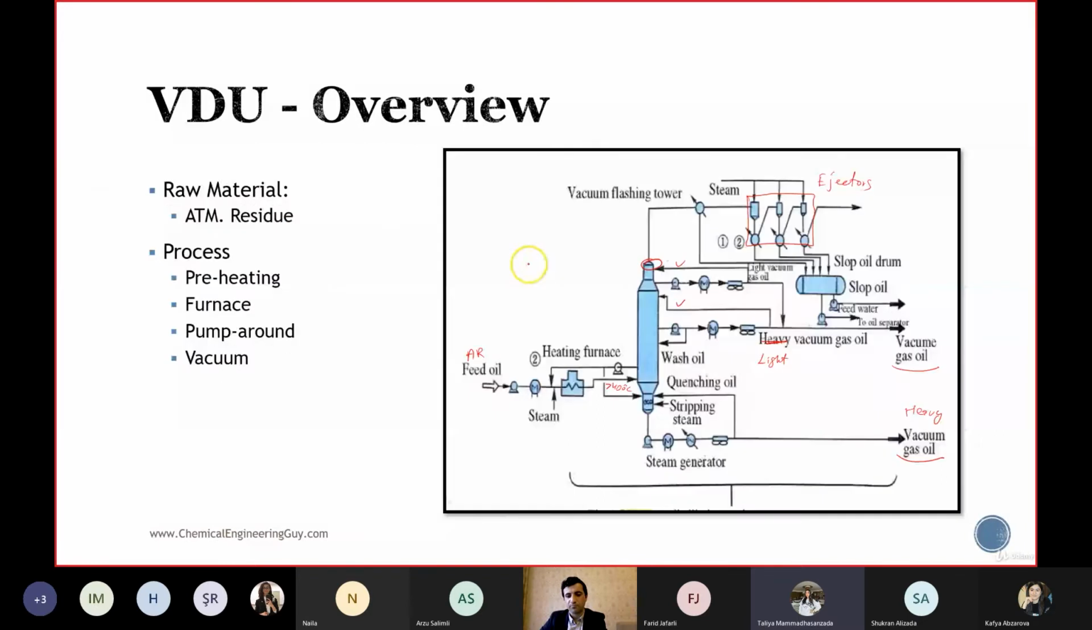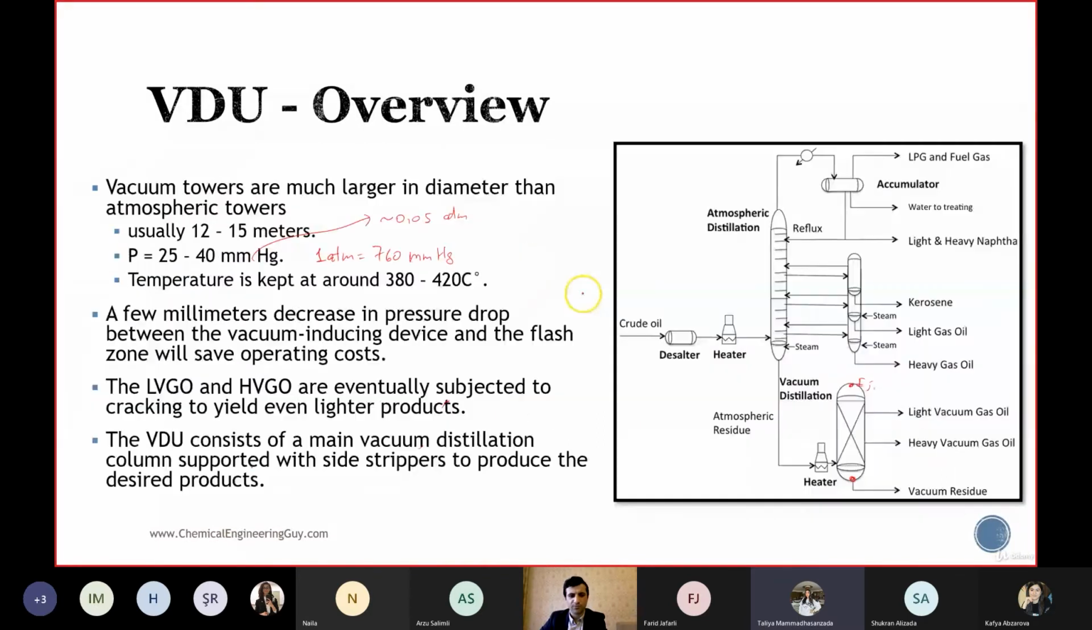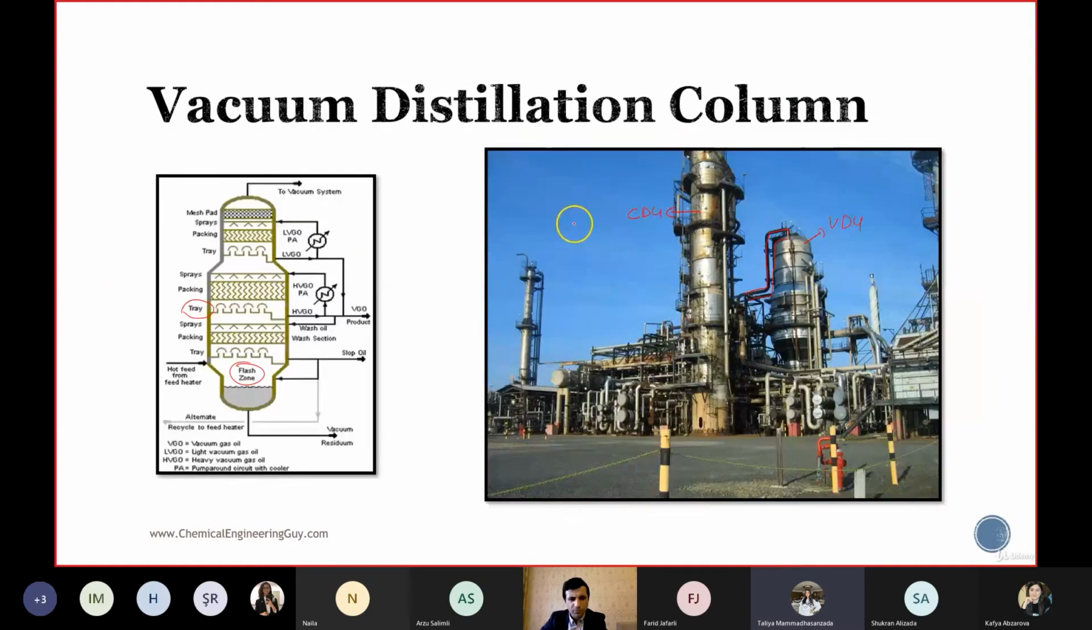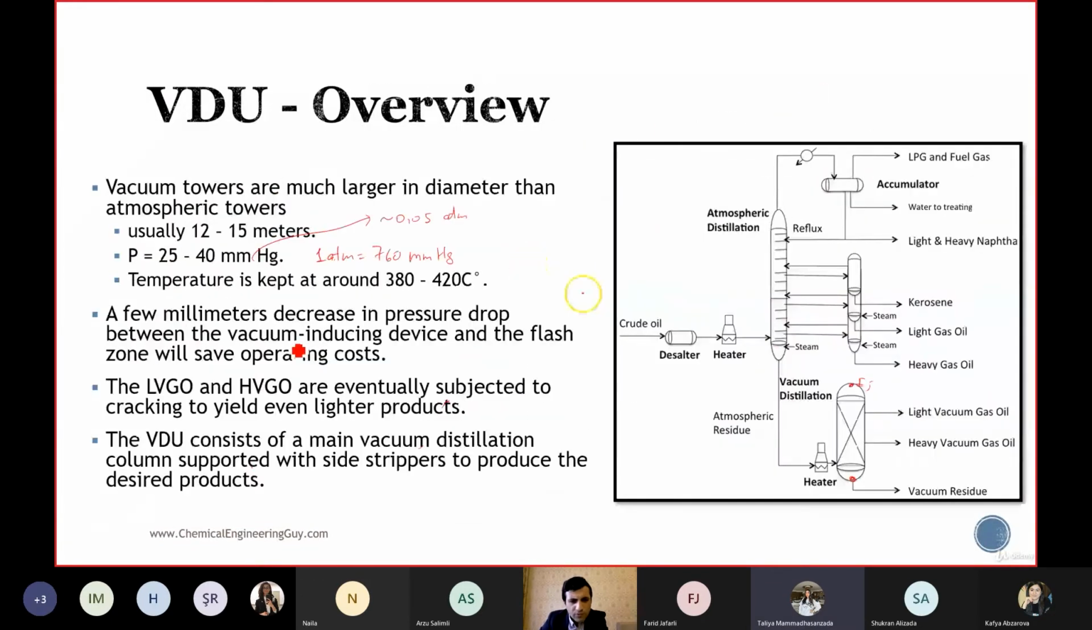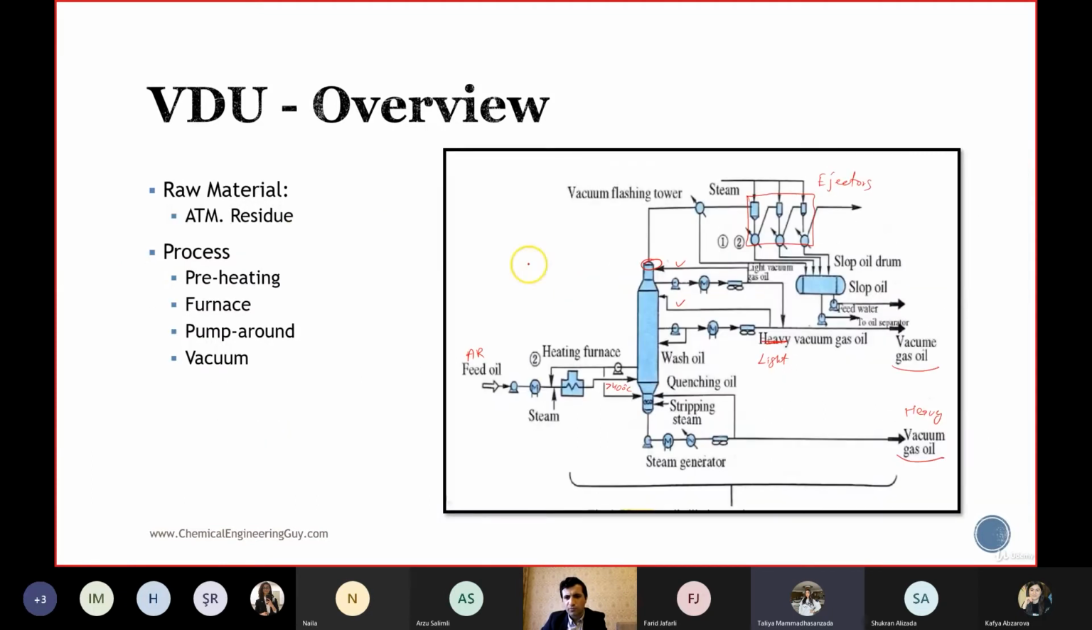Okay, yes, it's clear. And one more thing. Sure. What's quenching oil? Then on the next slide. It was before, I believe. Just a second. It was quenching oil, wash oil. That same slide. Yes, here. So the quenching, quenching means also cooling.